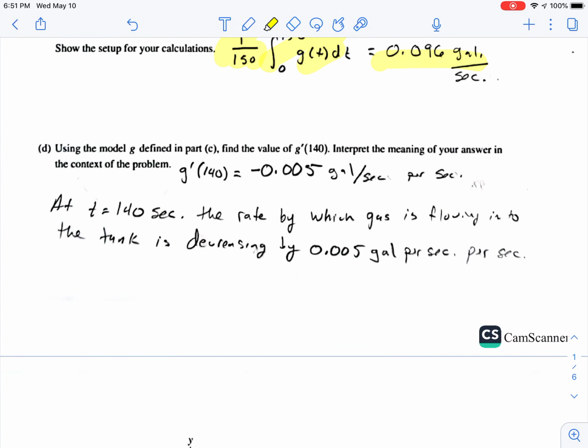D asks us to find the value of G prime of 140. Well, we can just do math 8 and get that value. They want the units, so gallons per second per second. And it says the meaning of this is at time equals 140. That is important. You have to mention at 140. The rate at which the gas is flowing into the tank is decreasing by 0.005 gallons per second per second.